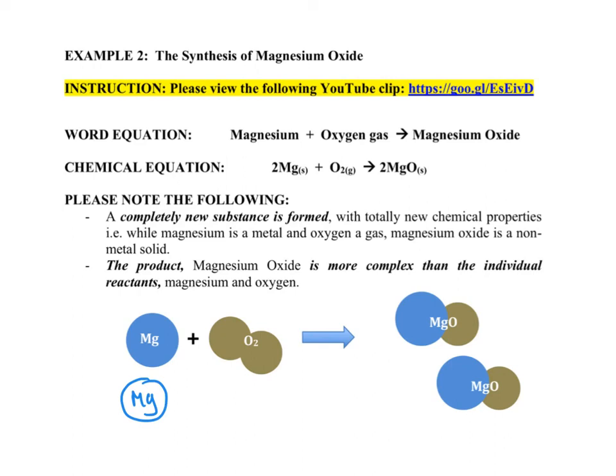Let's consider the second one. The magnesium and the oxygen reacting to produce magnesium oxide. Was it exothermic or endothermic? Was it spontaneous or non-spontaneous? Pause the video and think about it.